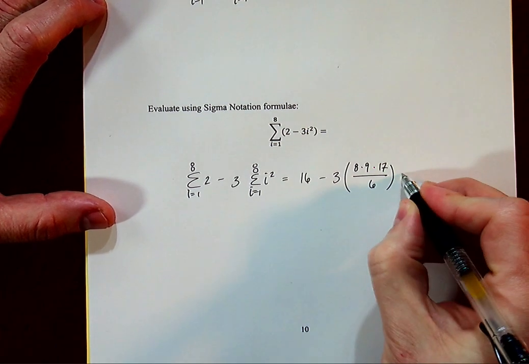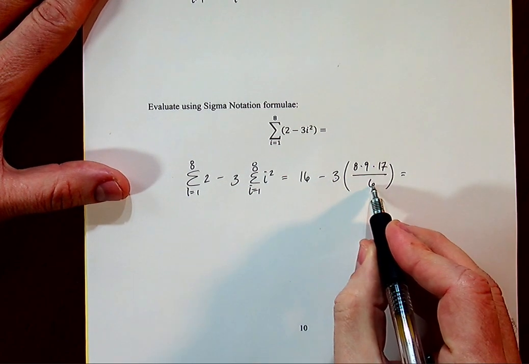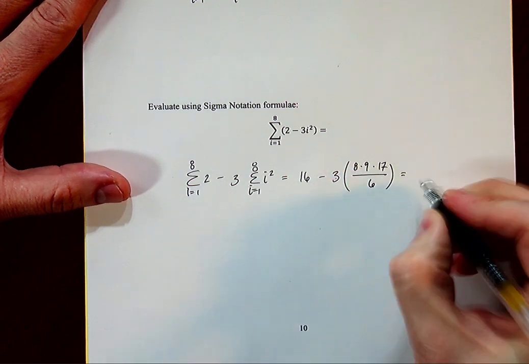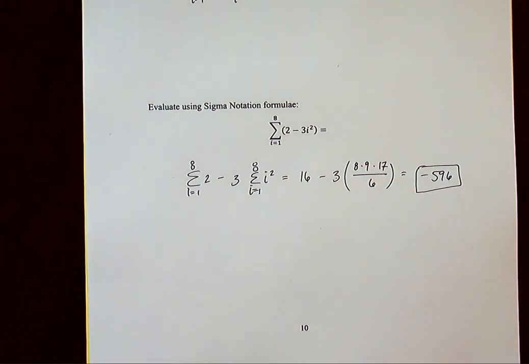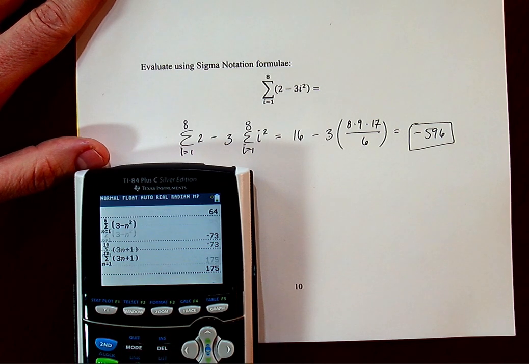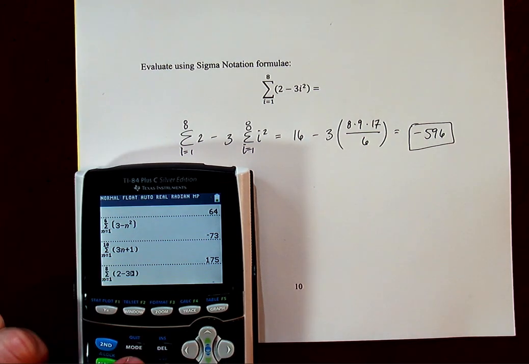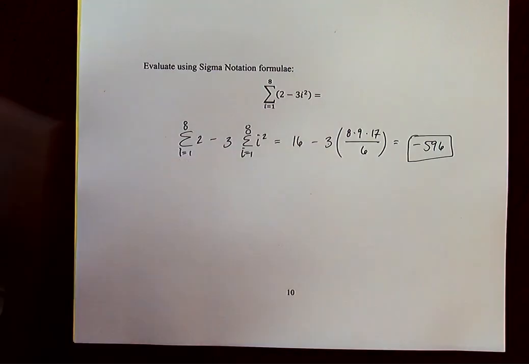Now, if I actually multiply all of that out, the 3 inside the 6 can cancel with this 3, the 2 inside the 6 can cancel with the 2 inside of the 8, and so really that's 4 times 9 times 17. But I will go ahead and save you the suspense. The sum is negative 596. And if you're thinking to yourself, really? Well, let's go ahead and check it. So we're going to go to that scroll up menu, press 2 for the summation. n is 1 to 8 of 2 minus 3n squared, and we get negative 596. Cool, huh?